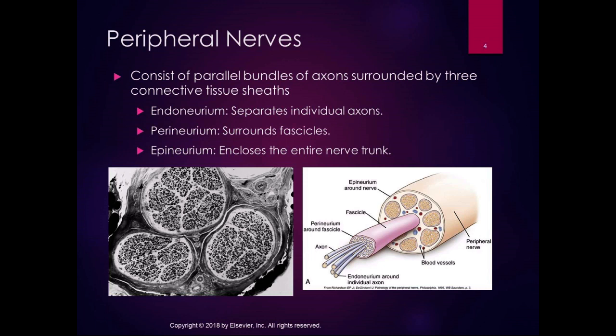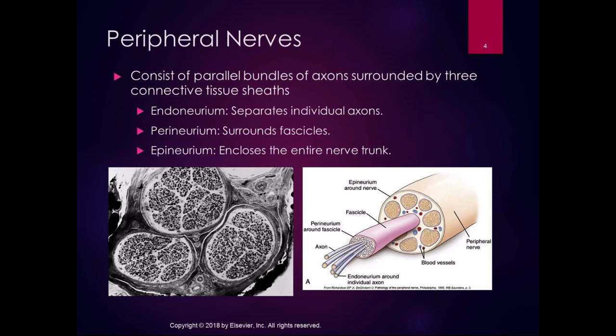Okay, so the peripheral nerves themselves consist of parallel bundles of axons surrounded by 3 connective tissue sheaths. When we talk about a peripheral nerve, we've talked about these before: femoral nerve, sciatic nerve, obturator nerve, all those ones that we talked about in kinesiology. Each one of those nerves is a bundle of axons, parallel bundles of axons. Those axons could be somatosensory axons, they could be motor axons, they could be autonomic axons. So the nerve itself is a combination of all those different types of axons.